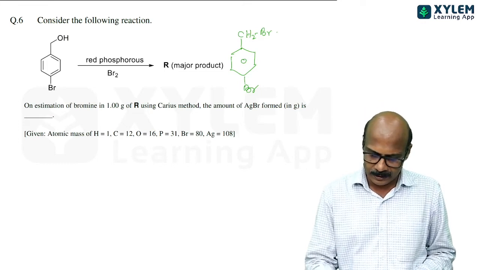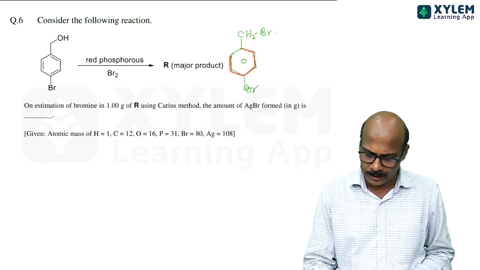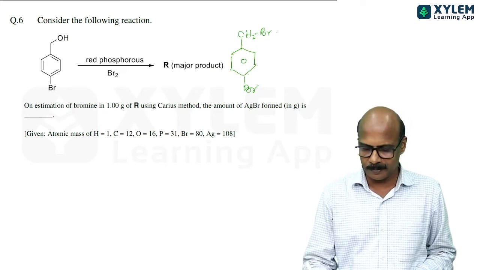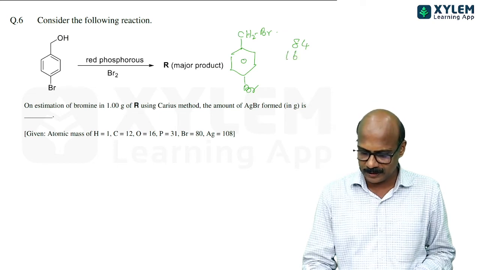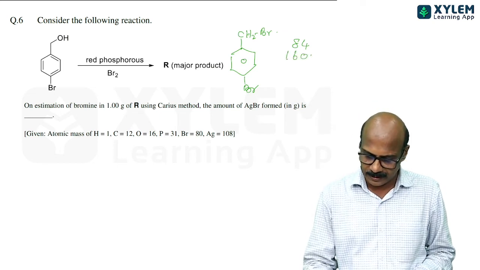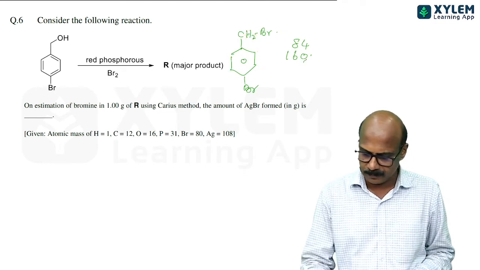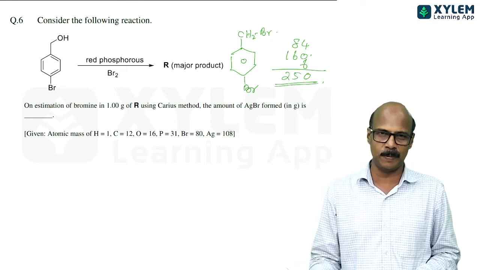Let us calculate. Here you can see there are 1, 2, 3, 4, 5, 6, 7 carbon atoms. 7 into 12 means 84. 2 bromine atoms are there. That is 80 into 2, 160. How many hydrogen here? 1, 2, 3, 4. 4 plus 2, 6 hydrogen atoms are there. So on adding that, you can see 250 is the molar mass of this compound.